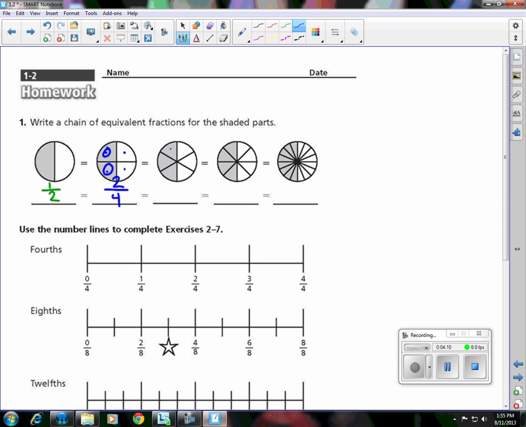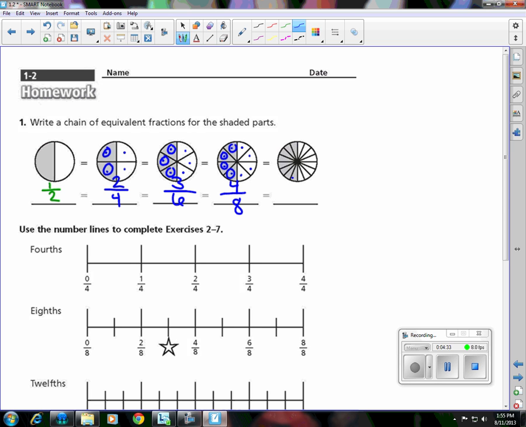Okay, again, count the pieces. 1, 2, 3, 4, 5, 6. 6 is my denominator. How many are shaded? 1, 2, 3. 3 is my numerator. Okay, count the pieces. 1, 2, 3, 4, 5, 6, 7, 8. 8 is my denominator. How many are shaded? 1, 2, 3, 4. 4 is my numerator.